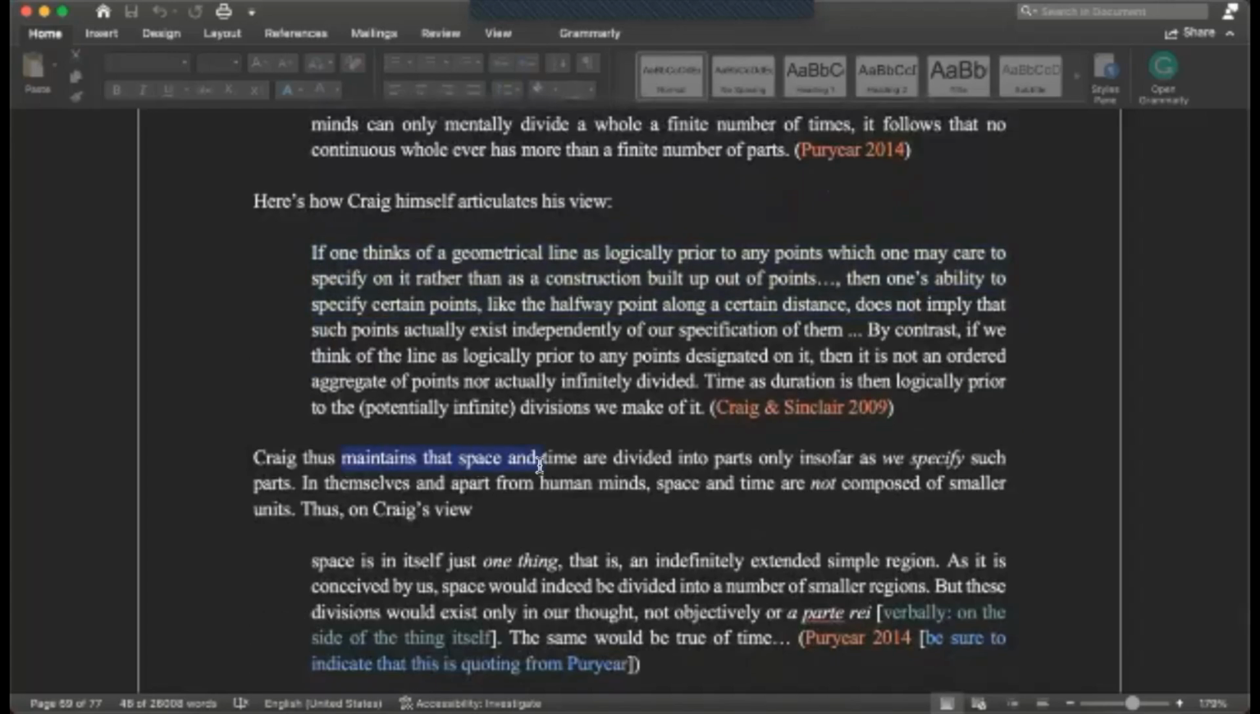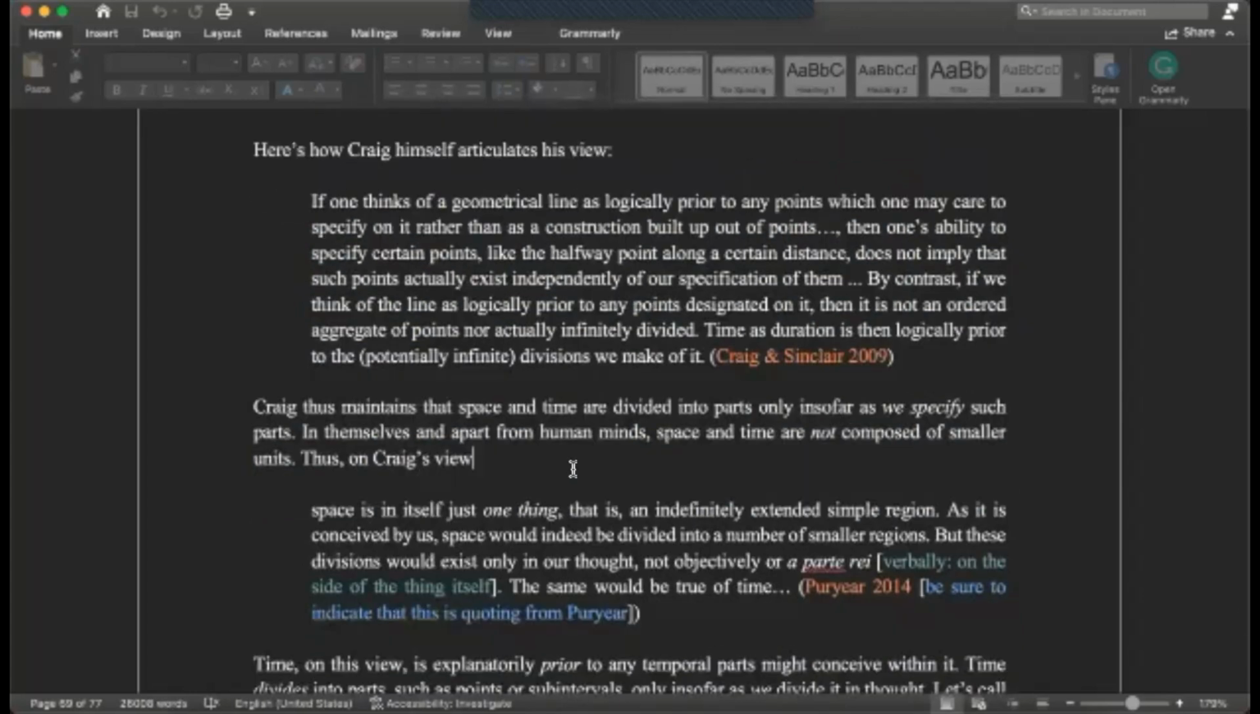Craig thus maintains that space and time are divided into parts only insofar as we specify such parts. In themselves, and apart from human minds, space and time are not composed of smaller units. Thus, on Craig's view, space is in itself just one thing, that is, an indefinitely extended simple region. As it is conceived by us, space would indeed be divided into a number of smaller regions. But these divisions would exist only in our thought, not objectively, or a parte rei, on the side of the thing itself. The same would be true of time.